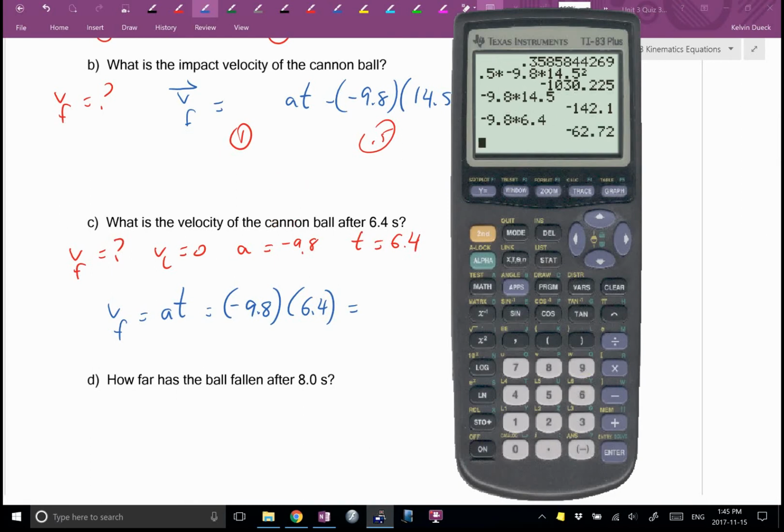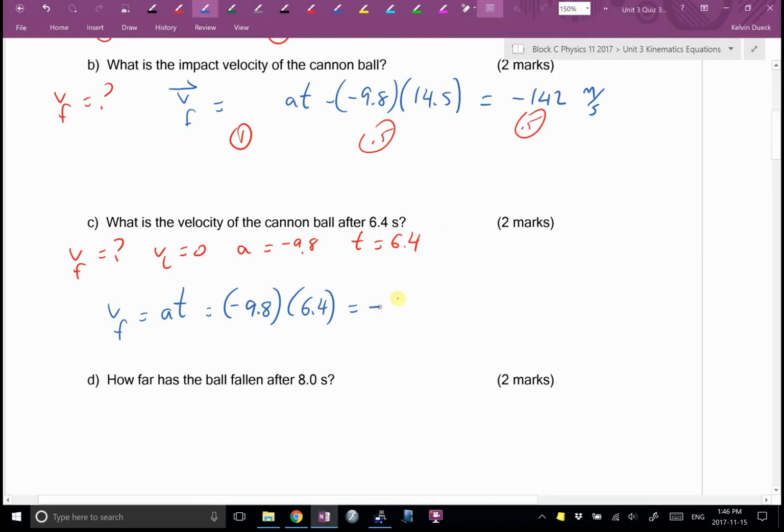And I get negative 62.72. Technically, I guess I should go to 2 sig figs because of that 6.4. So, okay. Meters, but I'll take either answer. Meters per second, Mr. Duick. Again, 1 mark, half mark for either of those answers.